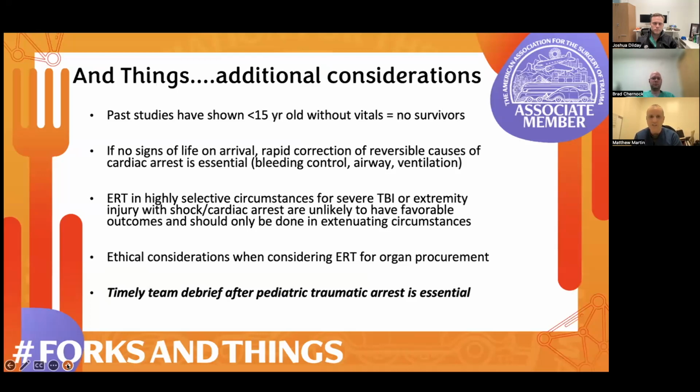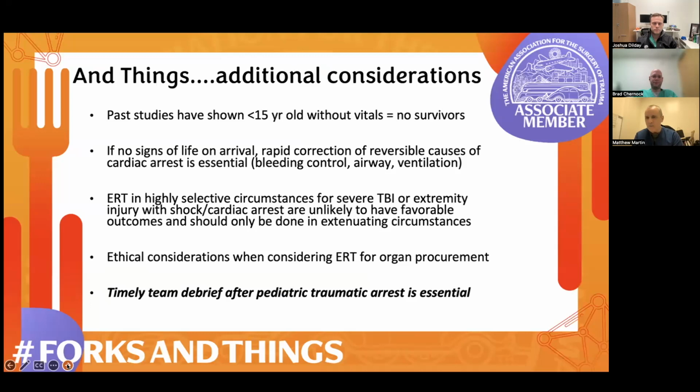If there aren't any signs of life on arrival, you can do a rapid search for immediately reversible causes like a tension pneumothorax or cardiac tamponade. And if none of those are present, then terminate resuscitation. And ER thoracotomy should be used in selective circumstances. In general, we don't recommend it for severe TBI or for extremity injury that's caused traumatic arrest, but there are some selective cases where it may be indicated.